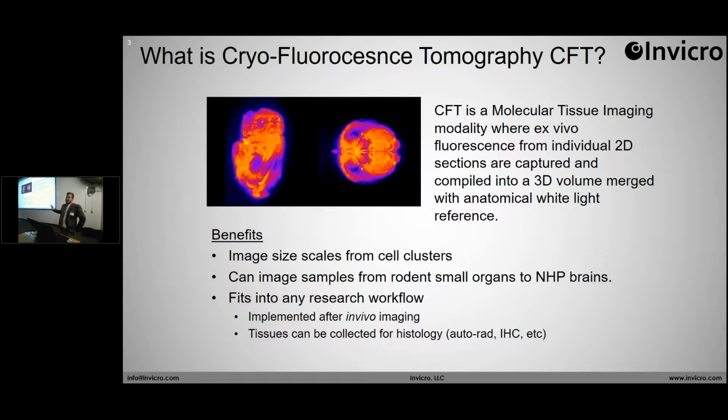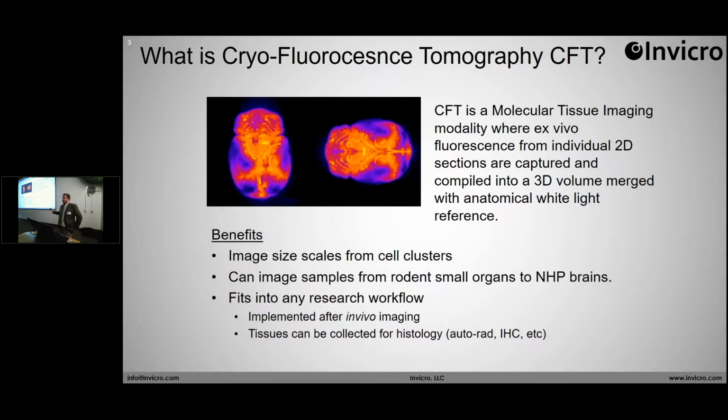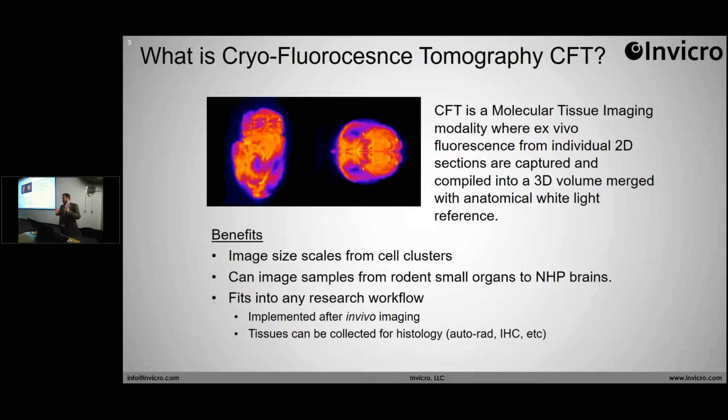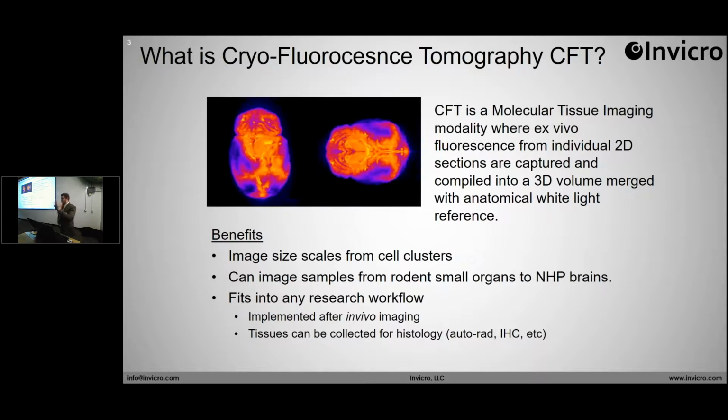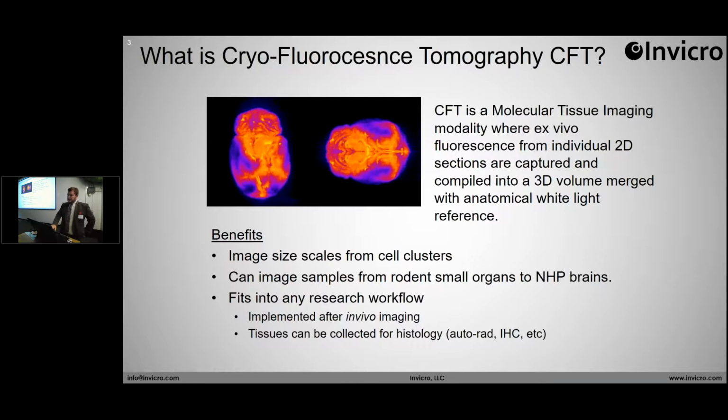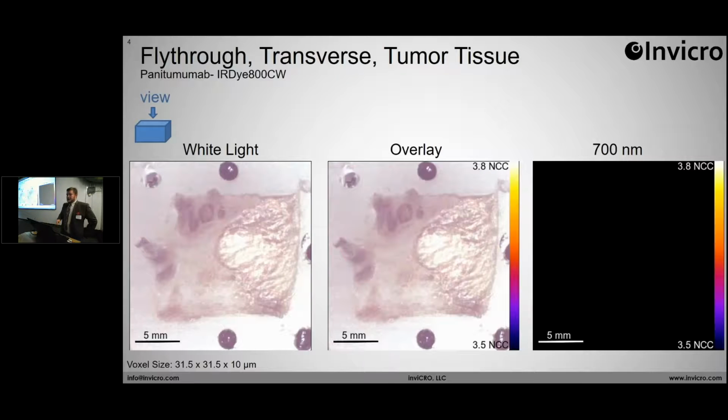The benefits are image sizes can range from cell clusters to entire bodies. So the resolution that we're talking about really is cell cluster resolution. We can image samples from rodent organs all the way up to non-human primate heads, which is incredible. And the technology that we're talking about isn't exclusive from other imaging modalities. It can be used in tandem with established imaging modalities through the use of VivoQuant, which I'll touch on again later.